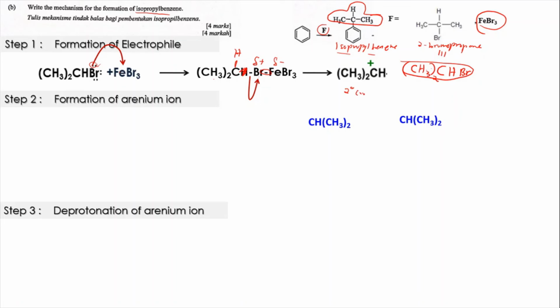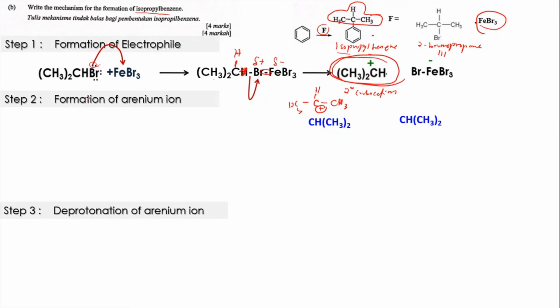As a result, what we're going to produce is a secondary carbocation. It's going to look something like CH3, CH3, CH, and then a positive charge here, which is the electrophile that we need in order to insert it here. At the same time, we're also going to produce our Br-FeBr3, where 1 Br from the haloalkane is now transferred to the catalyst, and it's going to carry a negative charge. The most important thing here is the formation of the electrophile.